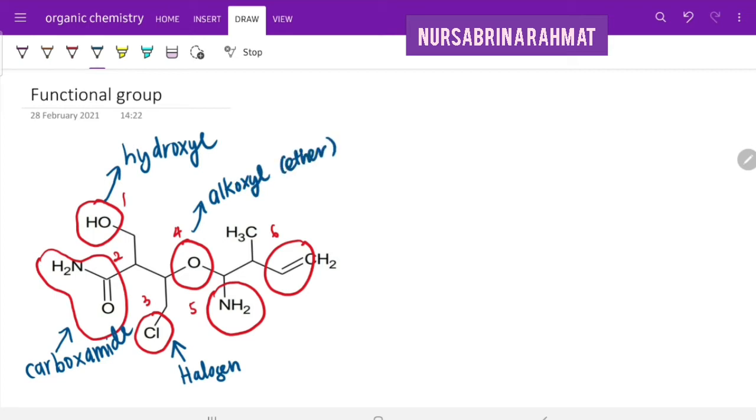The fifth one is NH2 directly attached to carbon. This is an amine, so the name of this functional group is amino. Sometimes we call it amino too. The last one is a double bond, just like in alkene. So this functional group, we call it carbon-carbon double bond.